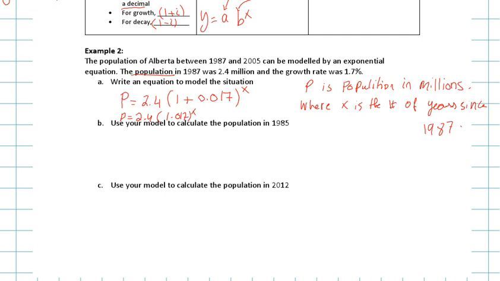Okay? Because if you're looking at your timeline, 1987 was your year 0. If you're looking at 1985, that is 2 years before 1987, right? So that is -2. So I have to plug in -2 for X. So P equals 2.4(1.017) to the power of -2, and you guys have to give me the answer.